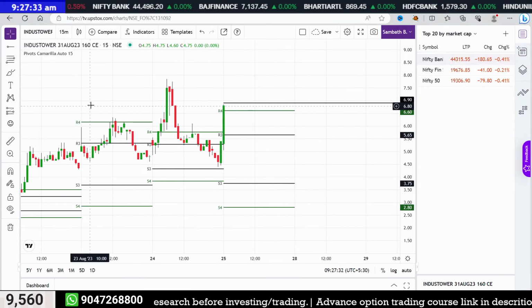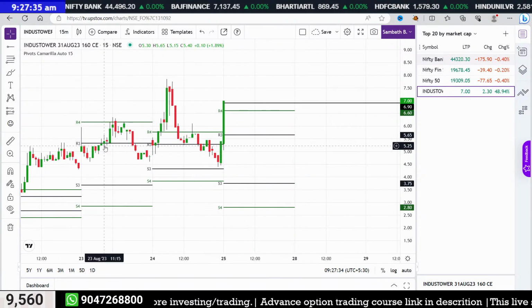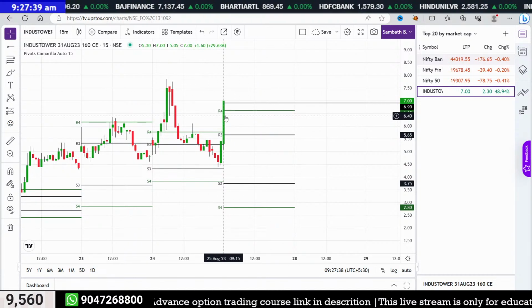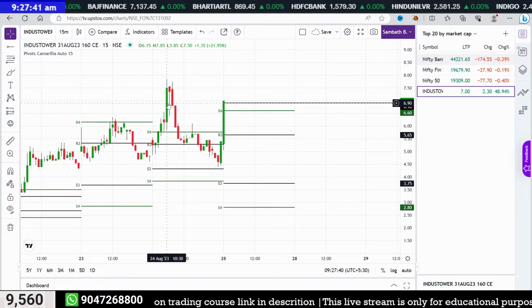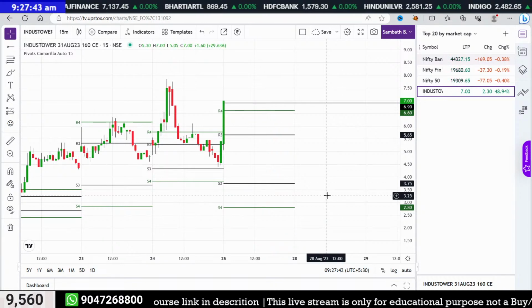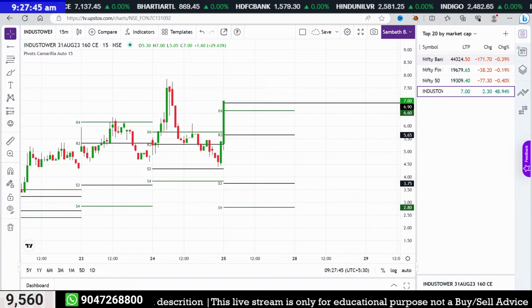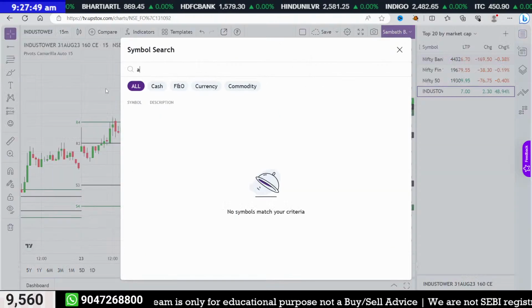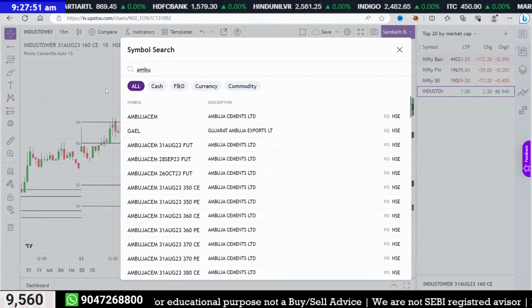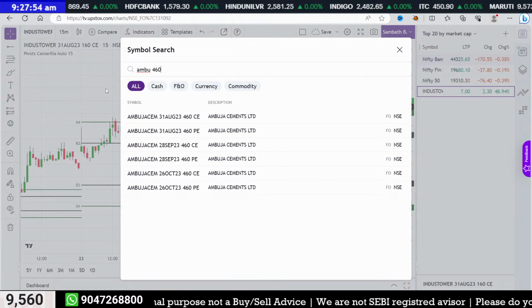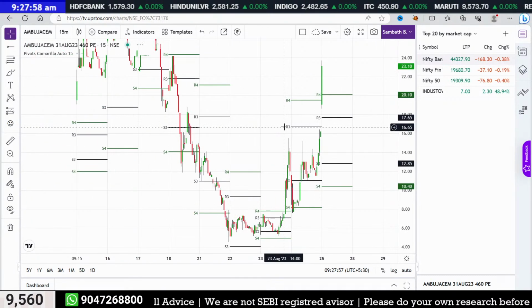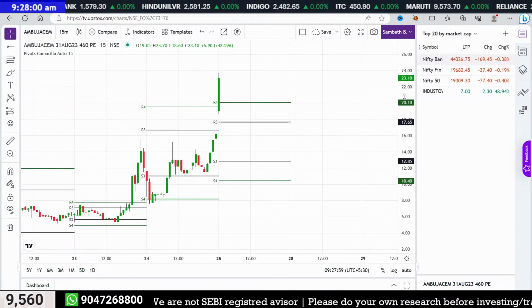9:27 is the time, so we can focus on this one. Now it is 7. Maybe it is crossing above R4. Previously, I think yesterday it gave the entry at 6.9, which should be an entry point at this moment. And Ambuja Cement also looks good. Ambuja Cements 460 was being tracked. Okay, it was a gap up.